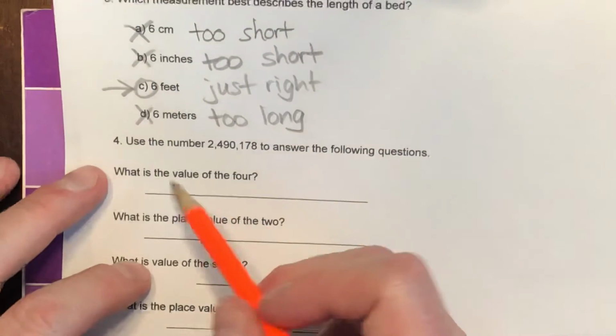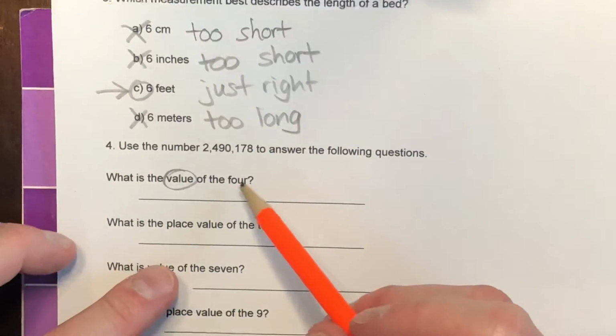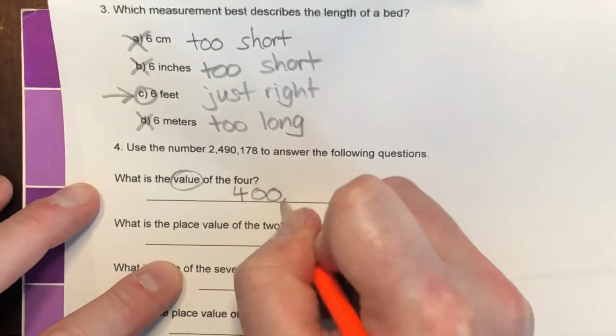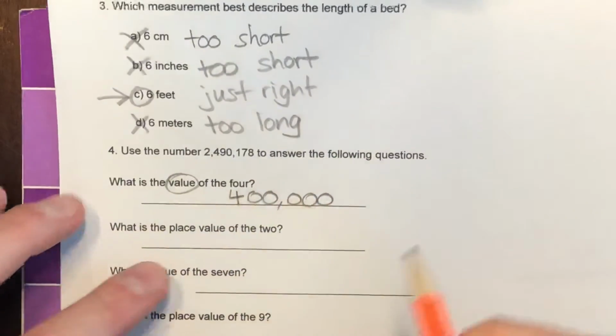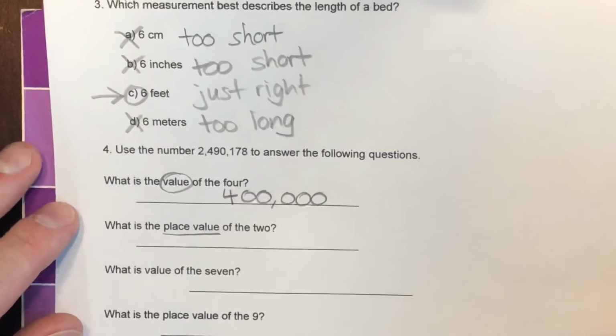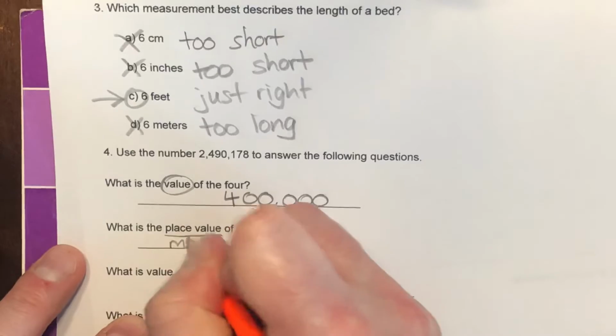All right, so what do we got here? What is the value of the 4? The value means how much it is worth. The 4 is in the hundred thousands place, so we have 400,000 as our answer. Be careful because with this next one, it says place value. If you're ever asked about place value, they don't want to know the digit. They don't want to know how much it's worth. They want the answer in words. In this case, the 2 is in the millions place, and that's what we're going to write down.